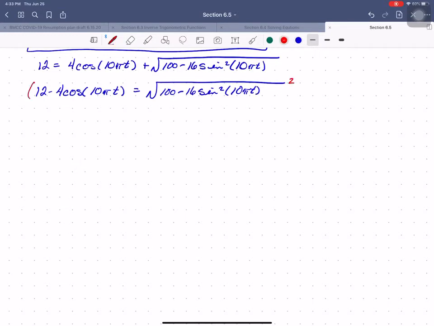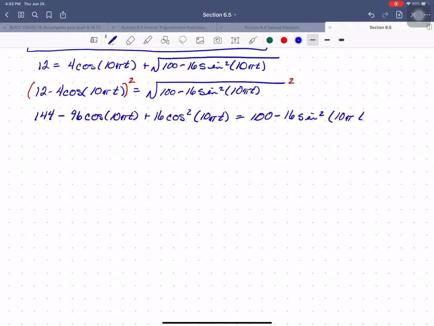Now we're going to square both sides, but remember this is a binomial. So this is 144 minus 96 times the cosine of 10 pi t plus 16 cosine squared 10 pi t equals 100 minus 16 times the sine squared of 10 pi t, which looks really ugly, but let's not panic yet. Let's pull everything over to the left-hand side. So we end up with 44 minus 96 cosine 10 pi t plus 16 times the cosine squared of 10 pi t plus 16 times sine squared 10 pi t equals 0.